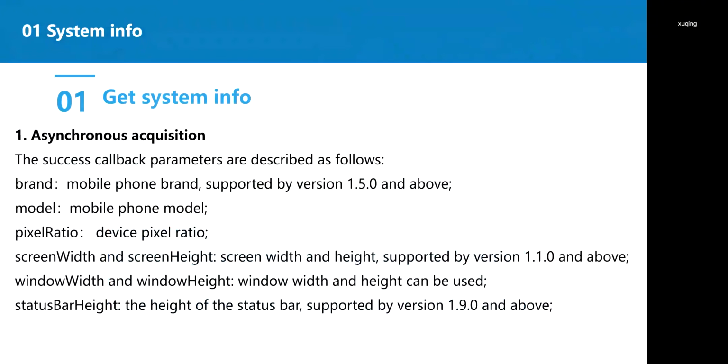The success callback parameters are described as follows. We have brand, the mobile phone brand, supported by versions above 1.5. We have the mobile phone model, the device pixel ratio, and the screen width and screen height. Above version 1.1, we have the window width and window height. We have the status bar height, which is supported by version 1.9 and above.